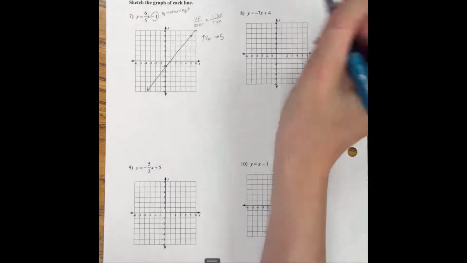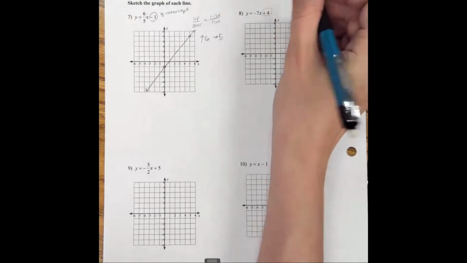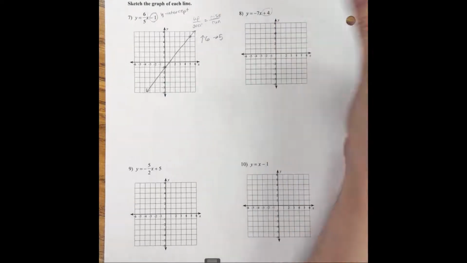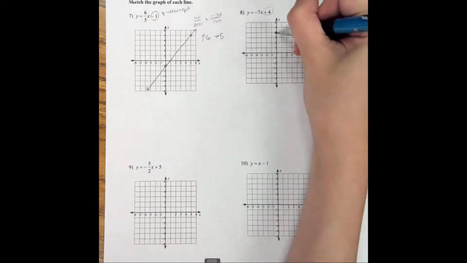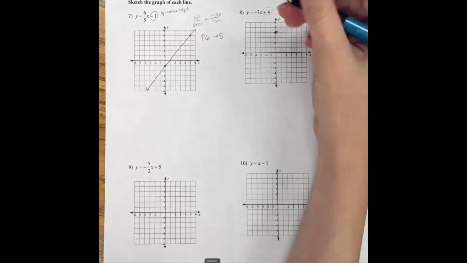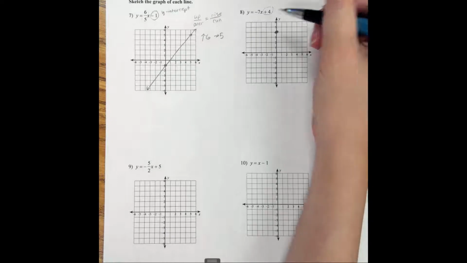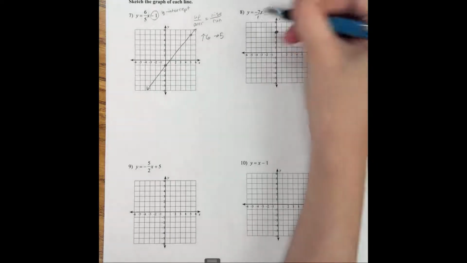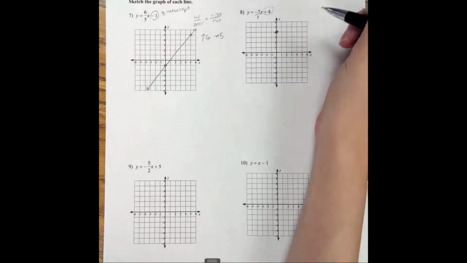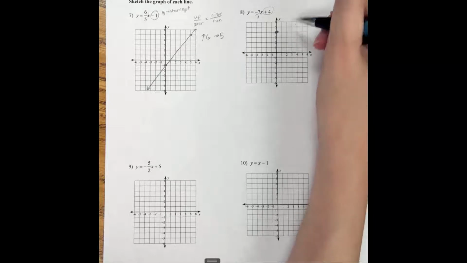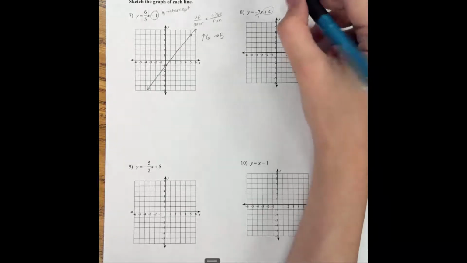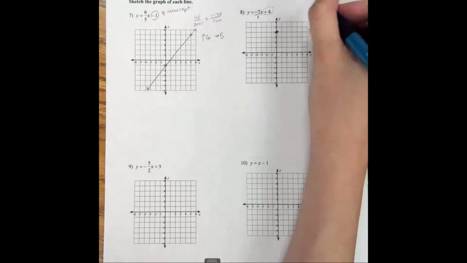So let's look at this next one, number 8. So 4 is our y-intercept, so it starts at 4 on the y-axis. And then this time we don't actually have a fraction for our slope. We're going to make it a fraction by putting it over 1. And so then, since it's over 1, we are going to have to go down this time because of our negative, and then over 1. So we're going to go down 7 and right 1.